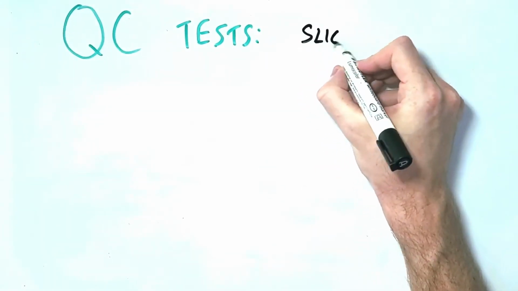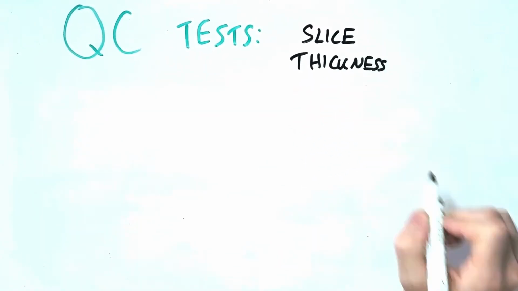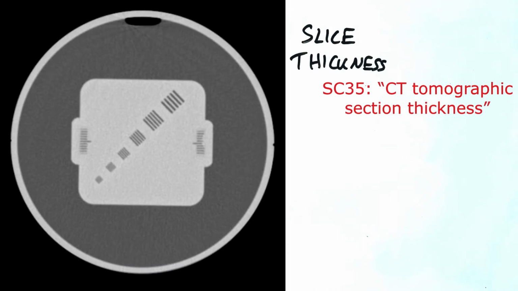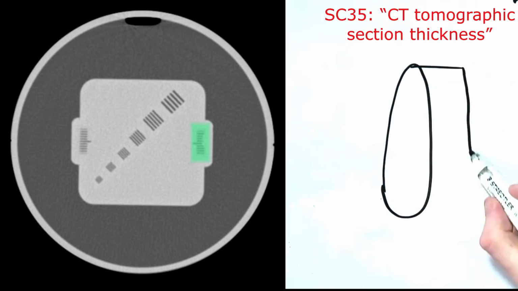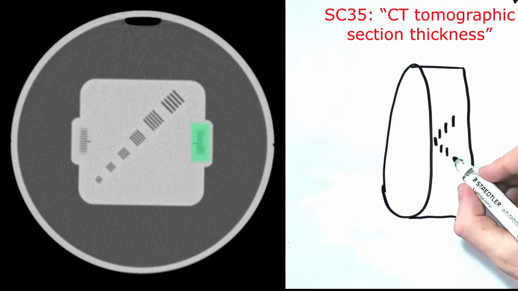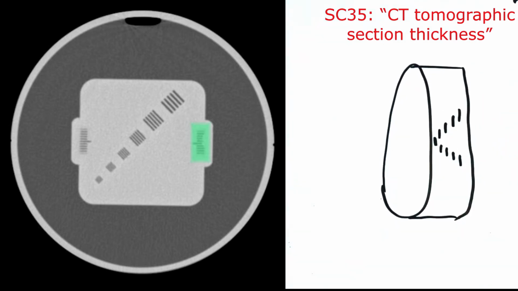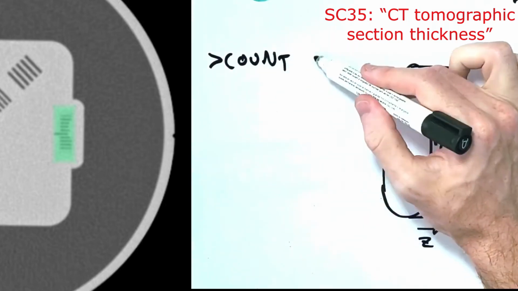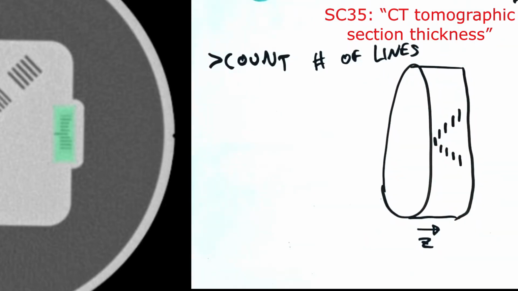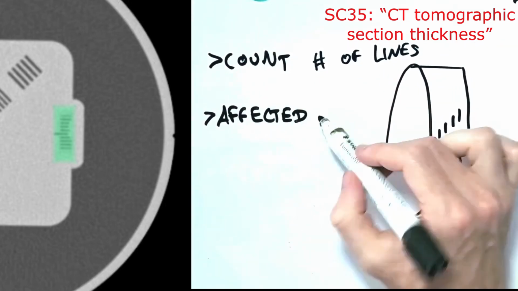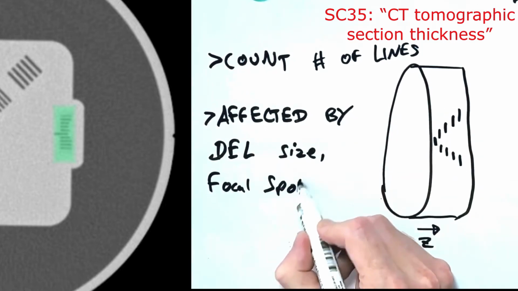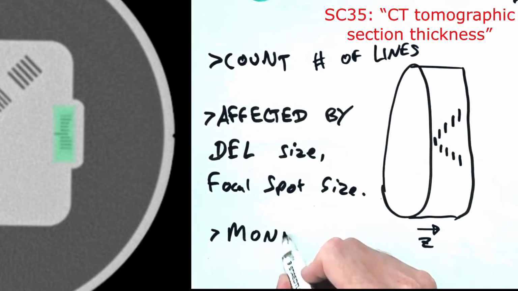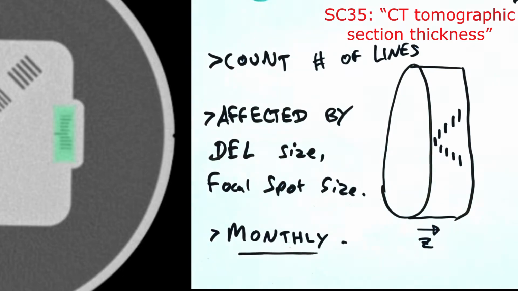Slice thickness can be measured by using a phantom with lines spaced at set intervals along the z-axis. So the phantom itself looks like this, and if you were to look at this area from the side, these lines diverge along the length of the z-axis, so we can count the number of lines and assess how thick our slice is. The accuracy of the slice thickness relative to the selected value is dependent on the detector element size and the size of the focal spot in the tube. Slice thickness should be assessed monthly.